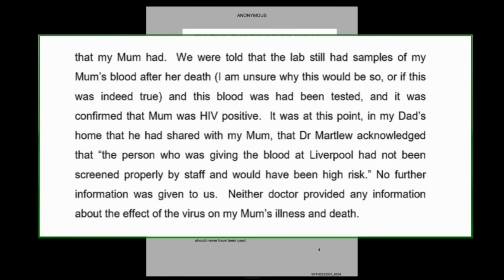It was at this point in my dad's home that he shared with my mum that Dr. Martlew acknowledged that the person who was giving blood at Liverpool had not been screened properly by staff and would have been high risk. No further information was given to us. Neither doctor provided any information about the effect of the virus on my mum's illness and death.